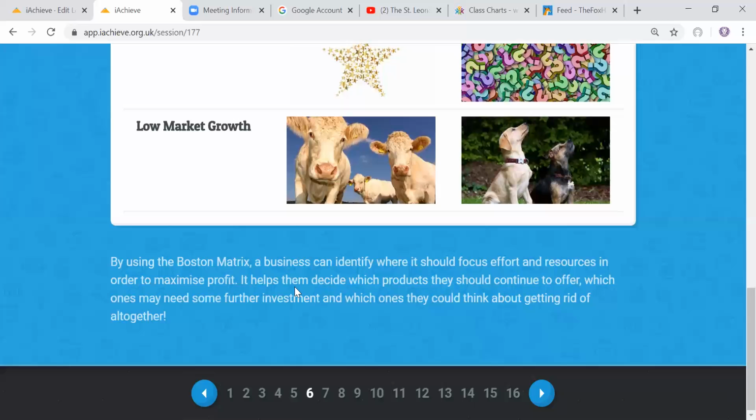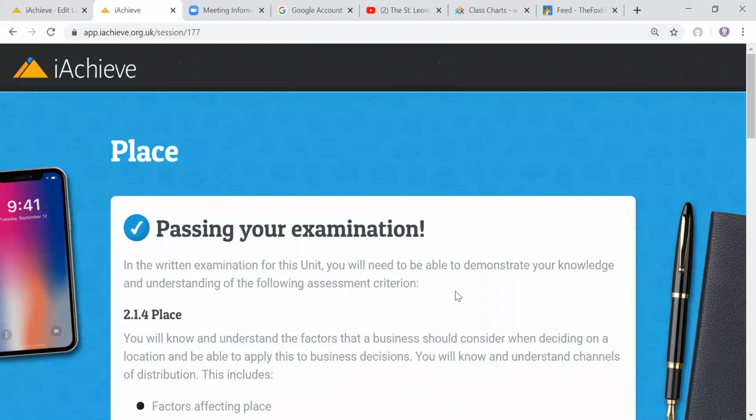So, using the Boston Matrix, a business can identify where it should focus effort and resources in order to maximize profit. So it helps the business to decide which products they should continue to offer, which ones may need some further investment, and which ones they could think about getting rid of altogether.